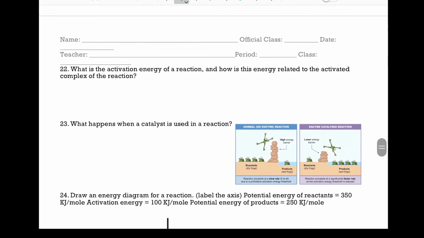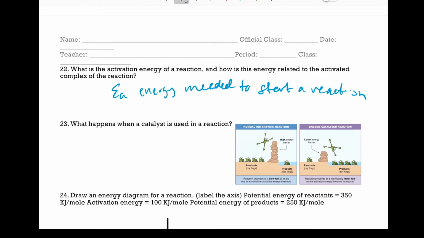So, other questions. What's the activation energy of the reaction? And how is energy related to the activation complex? So essentially your EA, your activation energy, is the energy needed to start a reaction. Once it has that proper amount of energy, it can then follow through with that reaction. The reaction can finish. Yesterday we had talked about pushing a giant boulder up a hill. If you don't get to the top of that hill, the boulder will come rolling right back down and you have to start over.